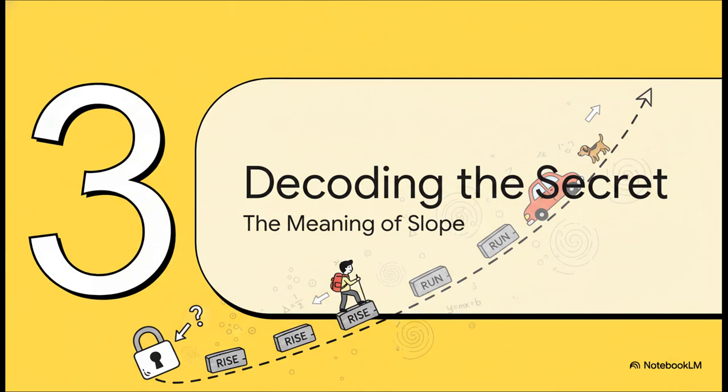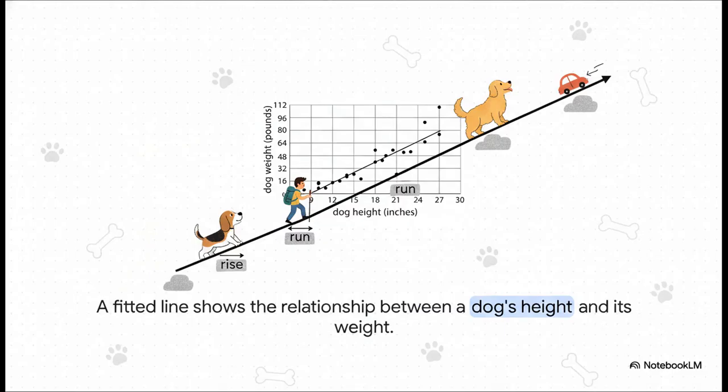Okay, so knowing if the journey is uphill or downhill is a fantastic start. But the slope, it gives us a secret code. It's an actual number with a super precise meaning. It doesn't just tell us the direction, it tells us the exact steepness of the path. So to crack this code, let's look at some data about our furry friends. This line shows the relationship between a dog's height and its weight. We can already tell it's an uphill journey, right? A positive association. Taller dogs tend to be heavier. But the real question is, just how steep is that climb?